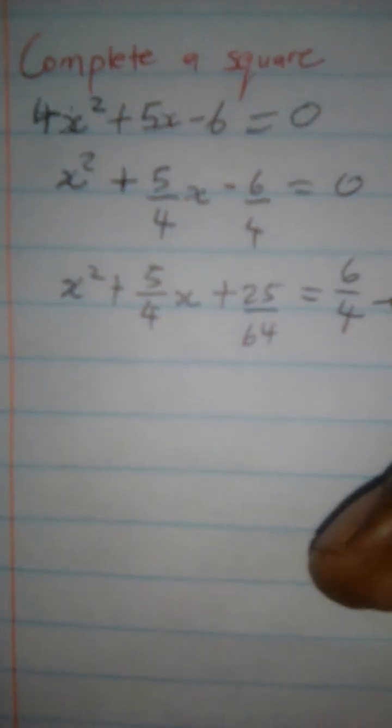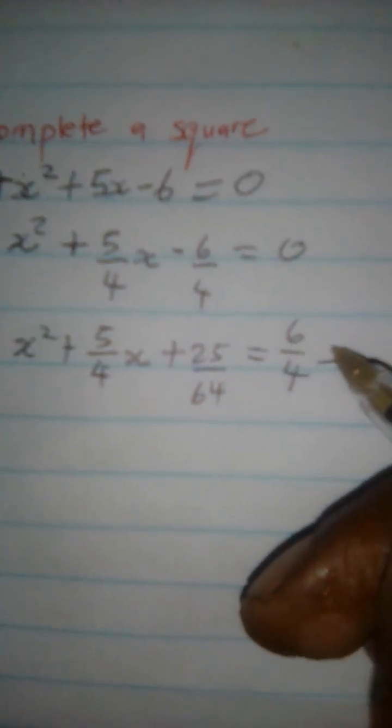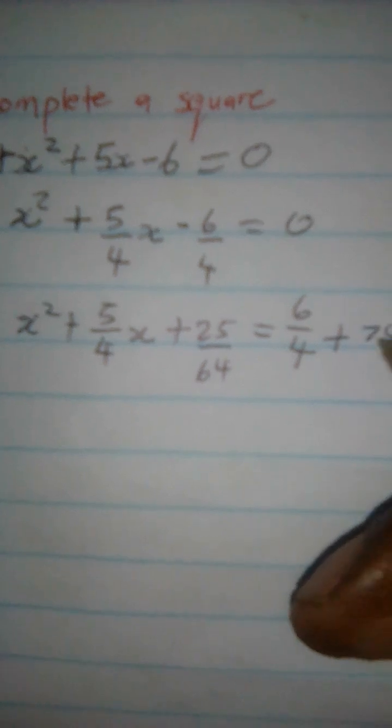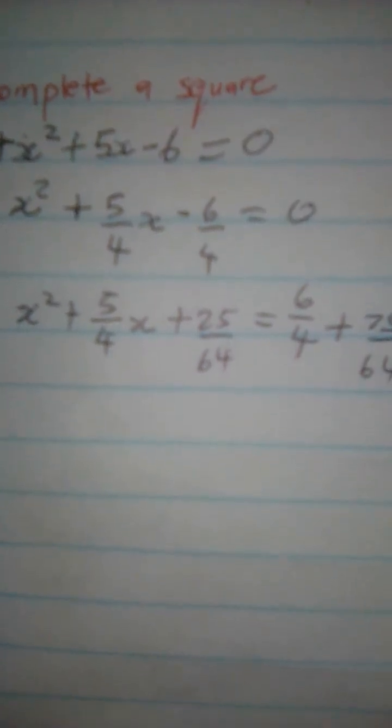So I'm gonna add it on the left hand side and add it on the right hand side, plus 25 over 64. Notice how after adding 25 over 64, it transformed this quadratic equation into a perfect square trinomial. Now, I'm going to convert it to being a binomial square so that I can solve for x.